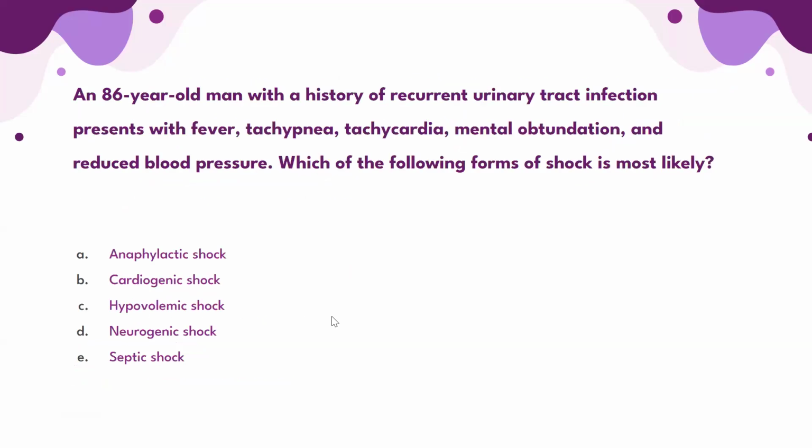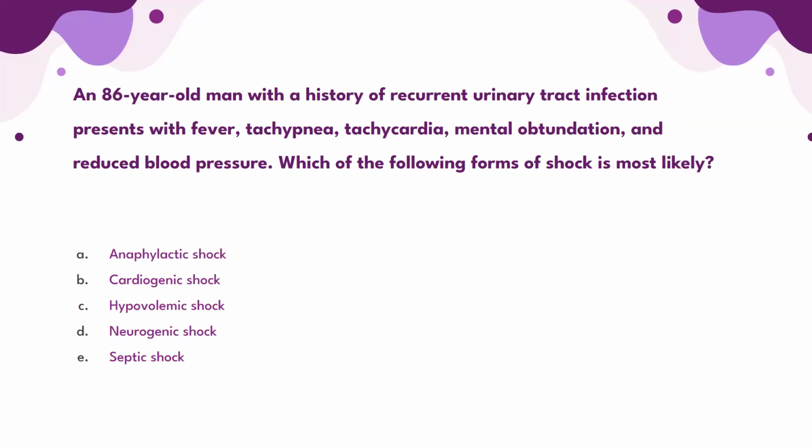Okay, an 86-year-old man with a history of recurrent UTI infections presents with fever, tachypnea, tachycardia, mental obtundation, and reduced blood pressure. Which of the following forms of shock does he have? If you look at the question, first of all, the fact that he has fever, the fact that he has a reduced blood pressure, and tachycardia. So when the pulse is high and the blood pressure is low, this combo should immediately tell you there's shock.